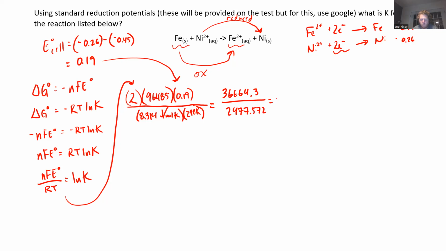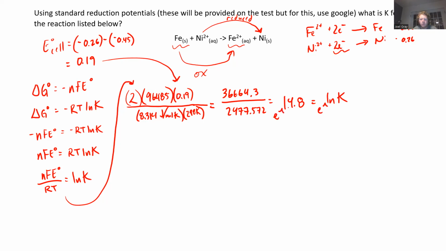Okay, so 3664.3 divided by 2477.572 equals 14.798. So I'm going to call that 14.8. And my units that are left behind are just going to be, let's see, coulombs, I believe. Or no, sorry, this is equal to ln K.